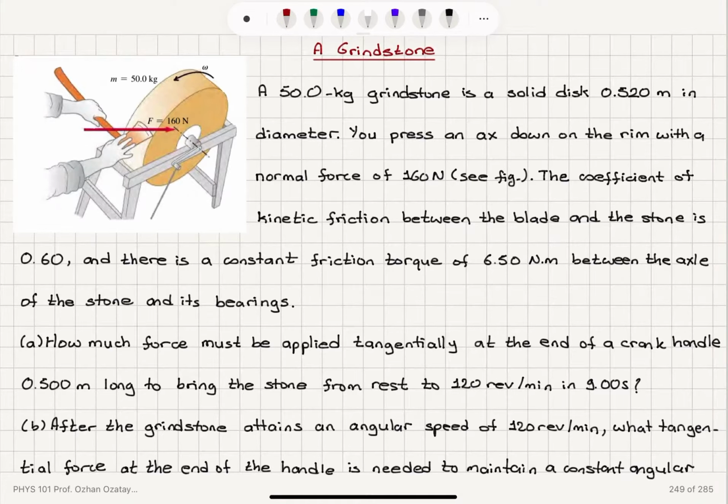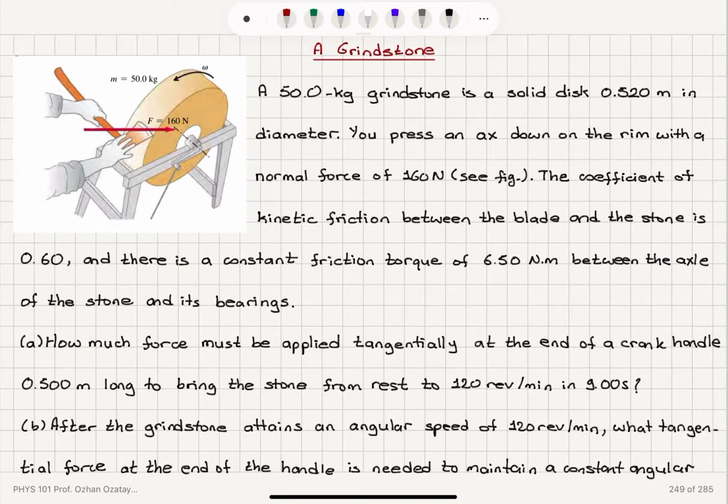A grindstone. A 50 kilogram grindstone is a solid disc 0.52 meters in diameter. You press an axe down on the rim with a normal force of 160 newtons, as you can see in the figure. The coefficient of kinetic friction between the blade and the stone is 0.6, and there is a constant friction torque of 6.5 newton meters between the axle of the stone and its bearings.